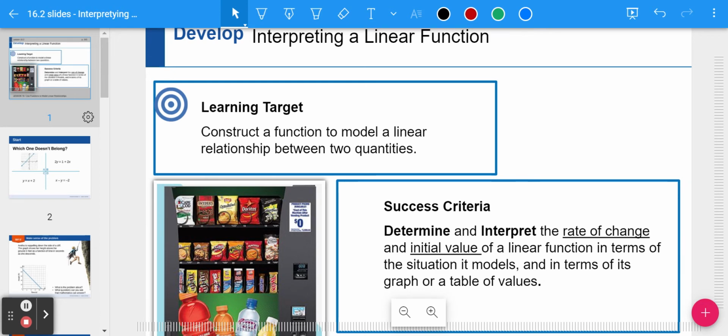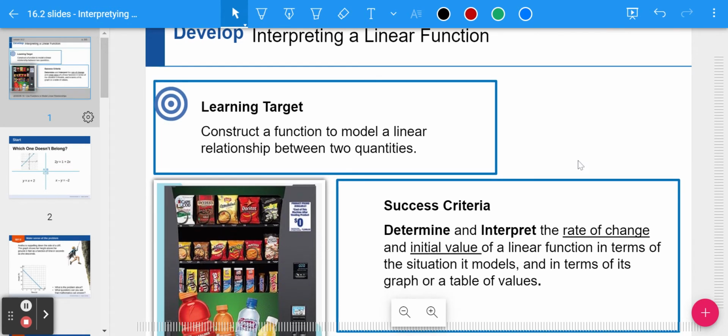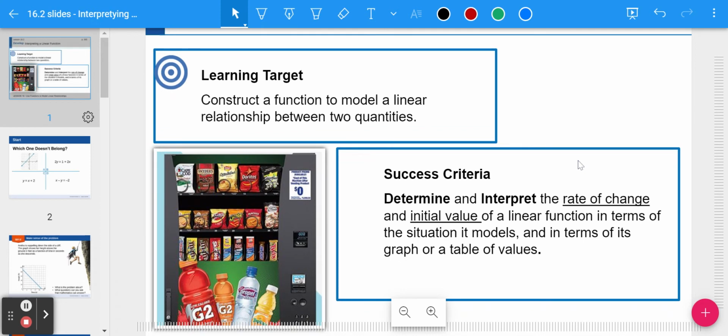So what we're going to do today is continue talking about functions, specifically linear functions, those functions that have a constant rate of increase or decrease. Our learning target again is to construct a function to model a linear relationship between two quantities. And today we want to work on determining and interpreting rate of change and initial value in terms of models that could be graphs or tables of values.